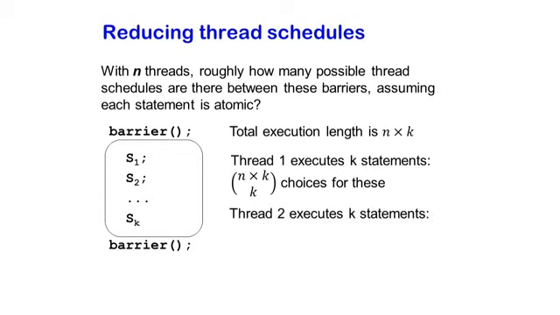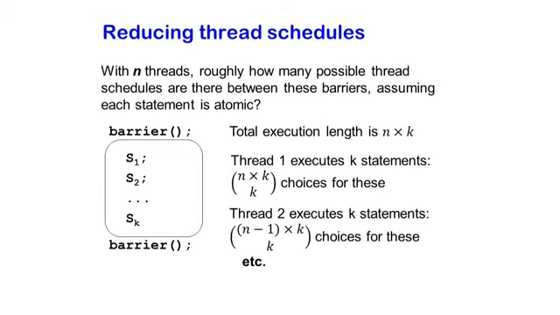And then thread 2 is going to execute n statements, and there are going to be n minus 1 times k choose k choices for these, because k of the positions in this n times k sequence have now been taken by thread 1. So there are n minus 1 times k positions left, and thread 2 could take k of these. So there are a large number of choices for these k statements, etc., etc.